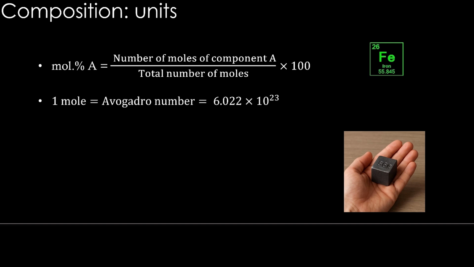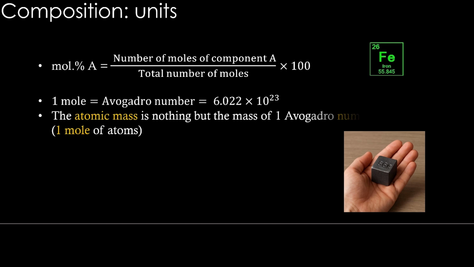So how many atoms are there in your hand now, when the iron content is 56 grams? It is 1 Avogadro number of atoms, 6.022 × 10^23, 1 followed by 23 zeros. That many atoms are there in your hand now. You can imagine how small the atom is from this, right? So the atomic mass is nothing but the mass of 1 Avogadro number of atoms, or 1 mole of atoms.